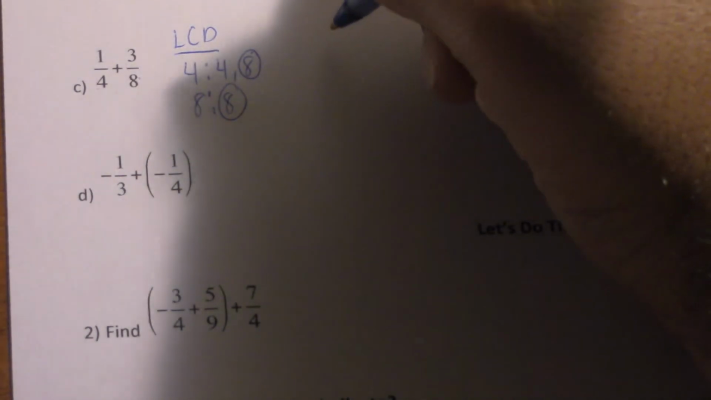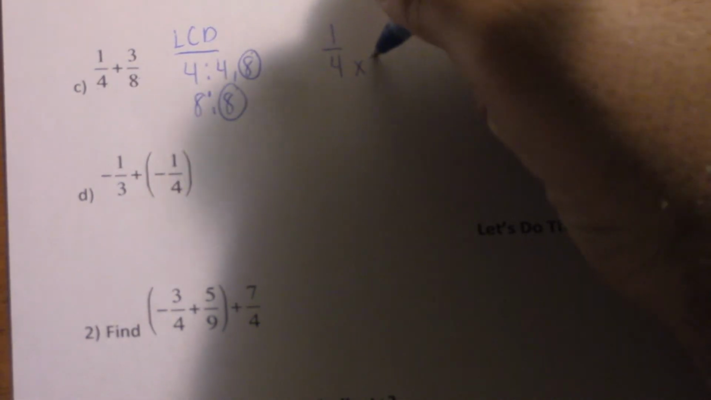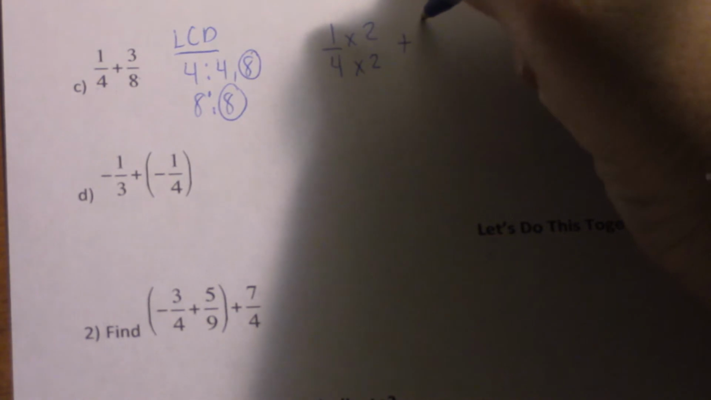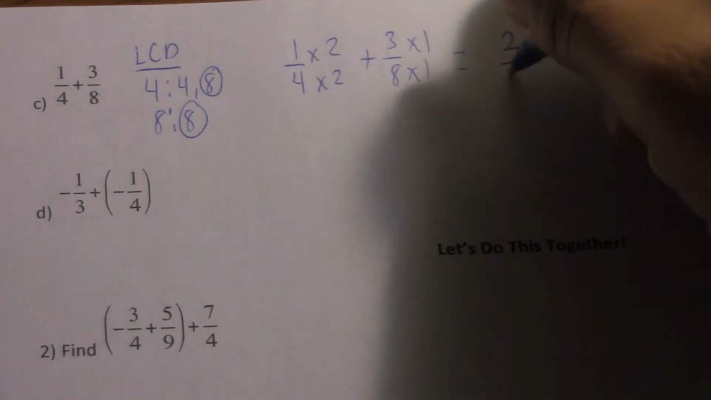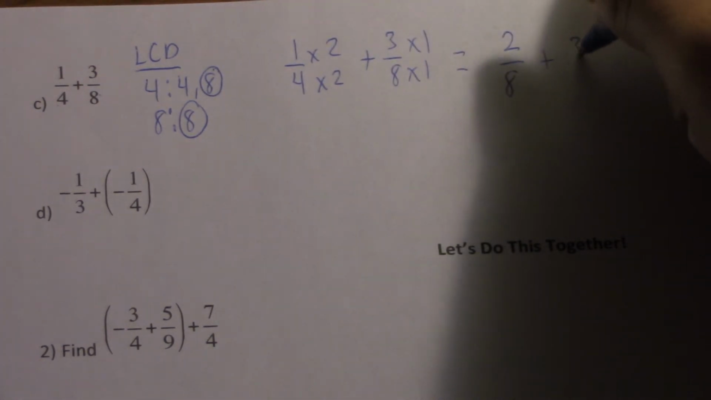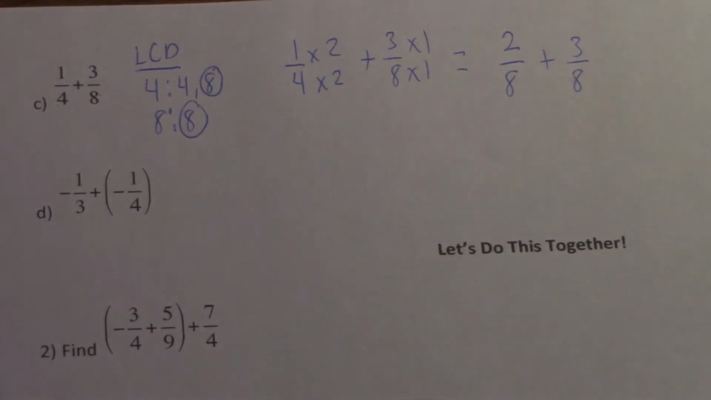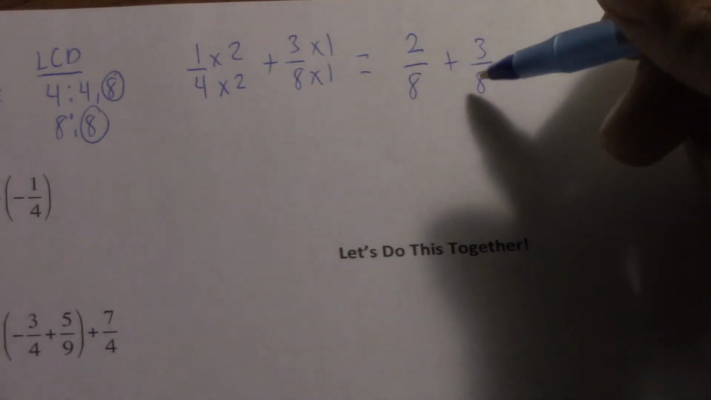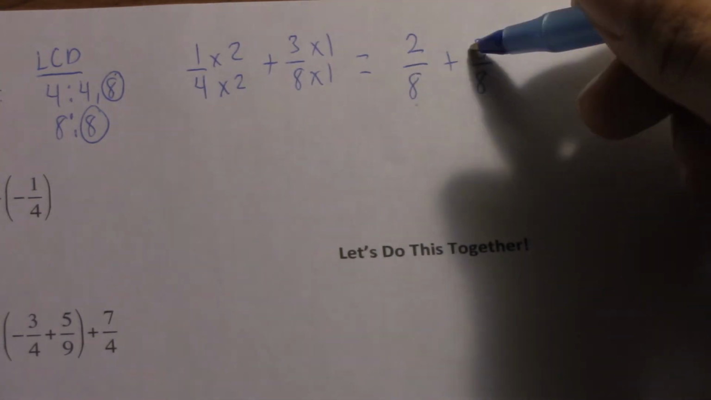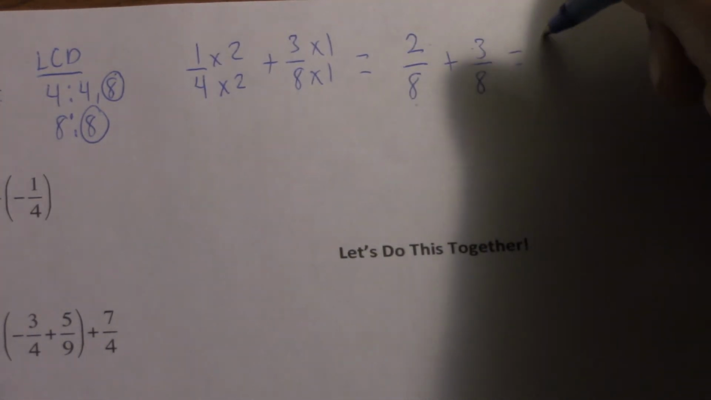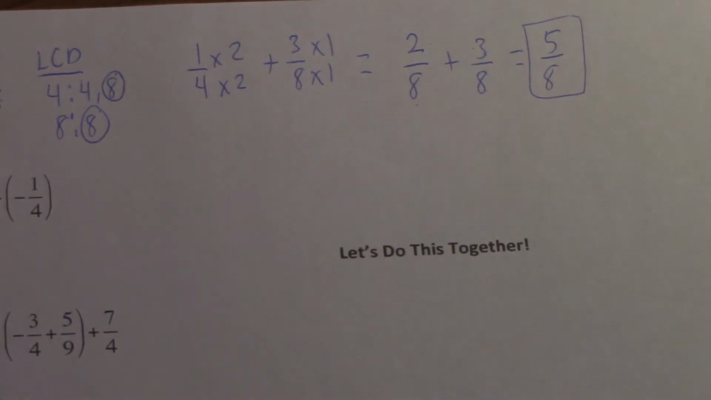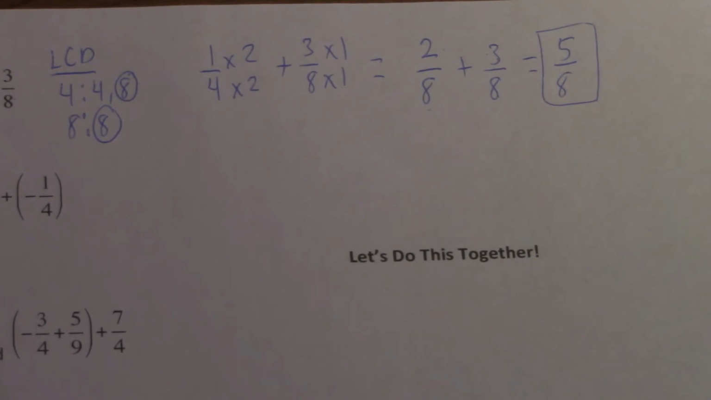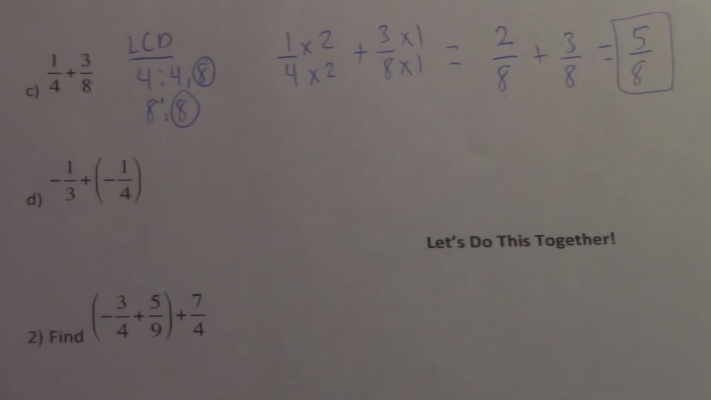All right, we're going to write 1/4 times 2 times 2 plus 3/8 times 1 times 1. And I get 2/8 plus 3/8. I notice I have common denominators now, which means I can add the numerators together. 2 plus 3 gives me 5/8. 5/8 is as simplified as it can get. That's my final answer. And last but not least, letter D.